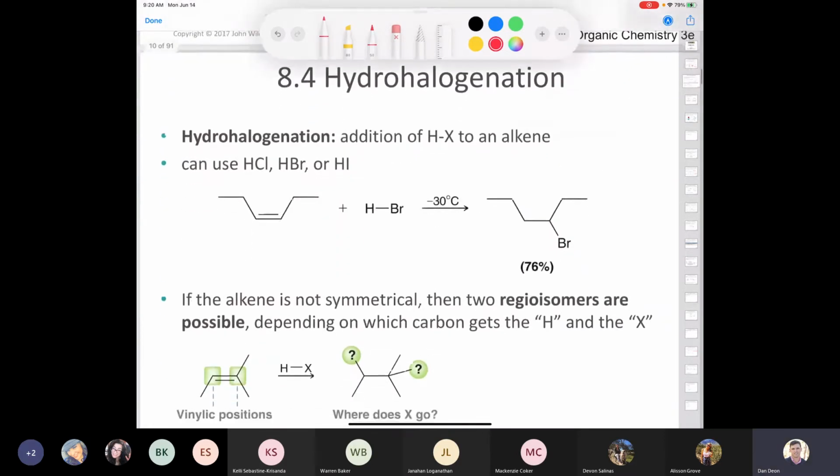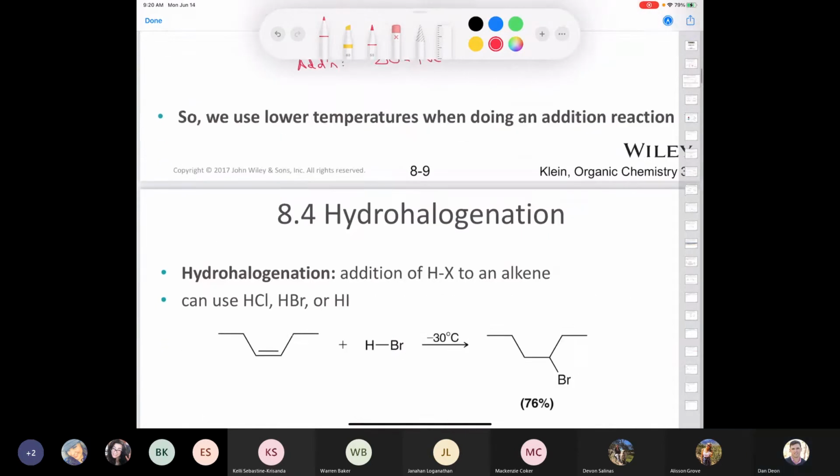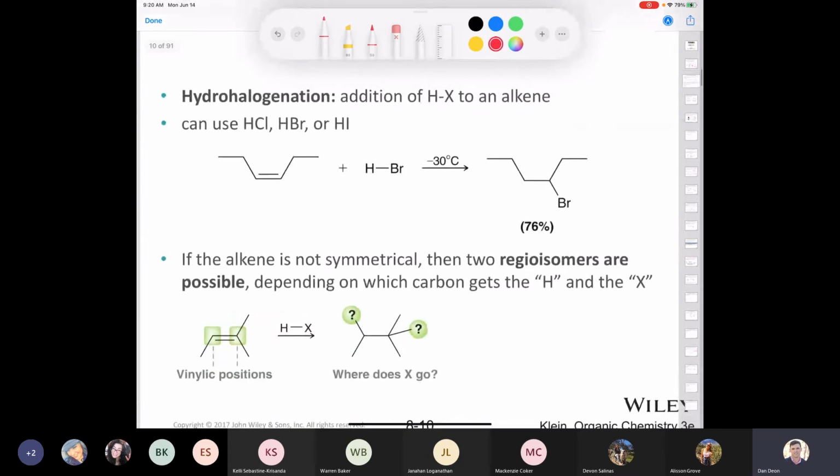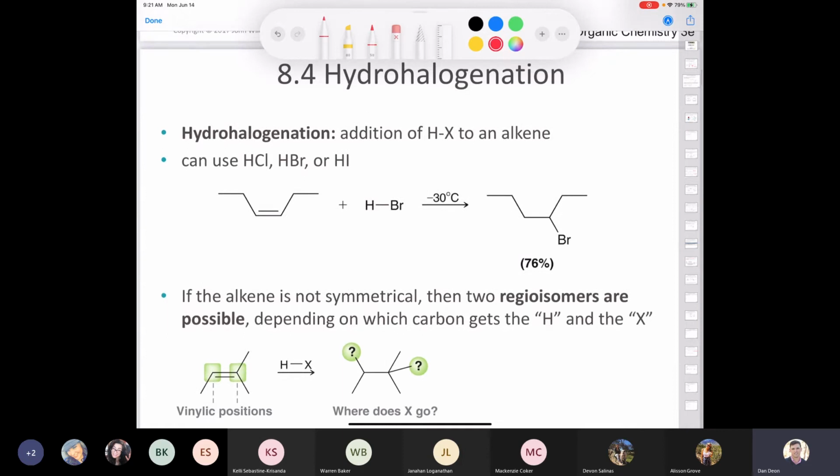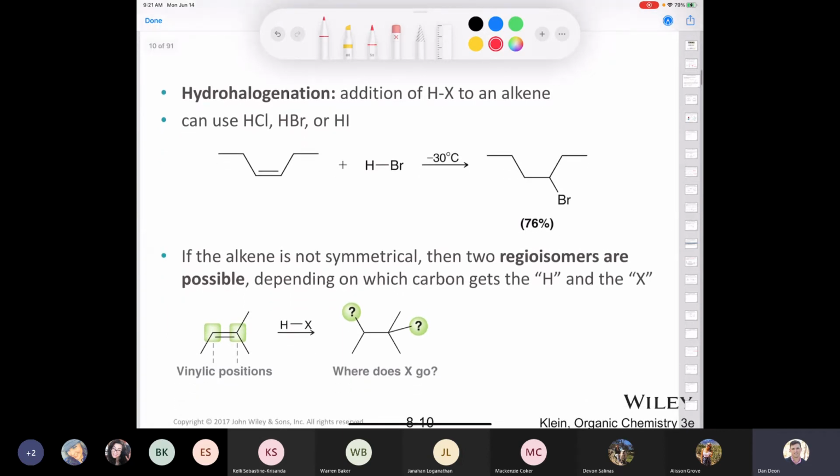So let's see here. So what does that mean? If we're using lower temperatures to favor addition reactions, well, let's start by taking a look at that first addition reaction from table 8.1, hydrohalogenation. The addition of HX to an alkene, right? So hydro makes you think of a hydrogen, and halogenation is going to be either chlorine, bromine, or iodine. We don't do hydrohalogenation with HF, and I'll explain why later.